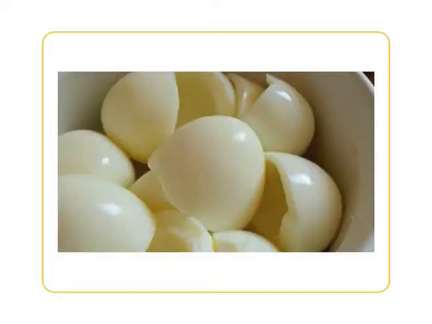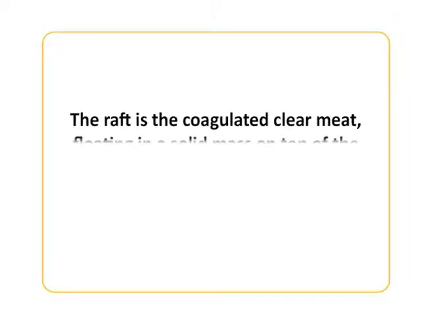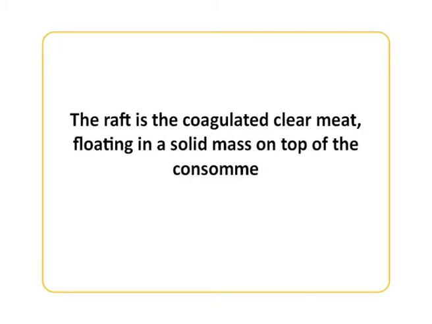Ground lean fish may be used, but it is normal to omit flesh altogether and use only egg whites. Egg whites are included in the clear meat because, being mostly albumin, they greatly strengthen its clarifying power. Mirepoix, seasoning and flavoring ingredients are usually included because they add flavor to the finished consommé. They do not actually help in the clarification but give solidity to the raft. The raft is the coagulated clear meat floating in a solid mass on the top of the consommé.